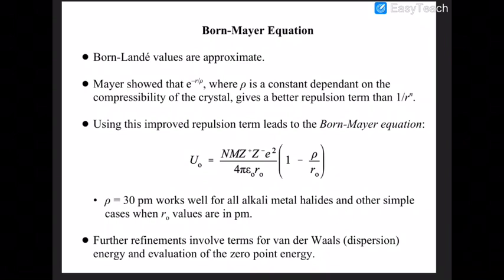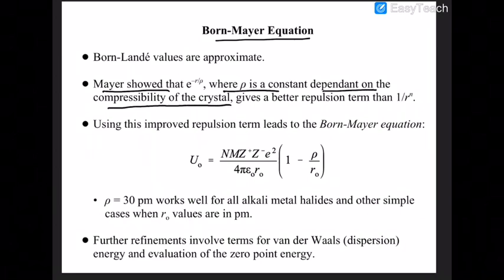Now one more equation that is called the Born-Mayer equation is also known to you. Mayer showed that an exponential power of R by rho, where rho is a constant dependent on the compressibility of the crystal, gives you a better repulsion term than 1 by R power n, where n is called the Born exponent. We already discussed that.